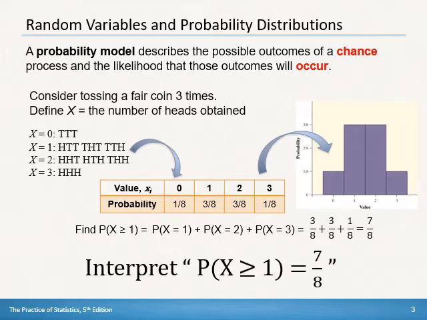And so we want to be able to interpret this. This is the probability that x is greater than or equal to 1, but if we want to interpret it in context, we'd say find the probability that we would get 1 or more heads when tossing a coin 3 times, and that probability is 7/8.